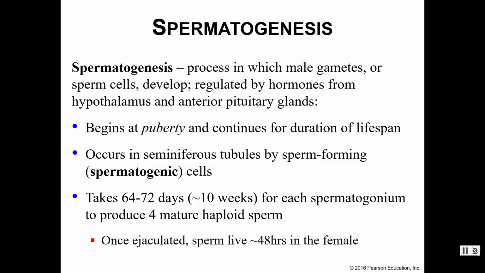And that is going to be quite a bit different for egg production. Sperm production occurs in the seminiferous tubules. So you may remember that from a previous lecture. The sperm forming cells are called spermatogenic cells. It takes approximately between 64 and 72 days, which is about 10 weeks, for each spermatogonium, which is basically what we start with, to produce 4 mature haploid sperm cells. Once the sperm have been ejaculated, sperm only live approximately 48 hours within the female reproductive system.